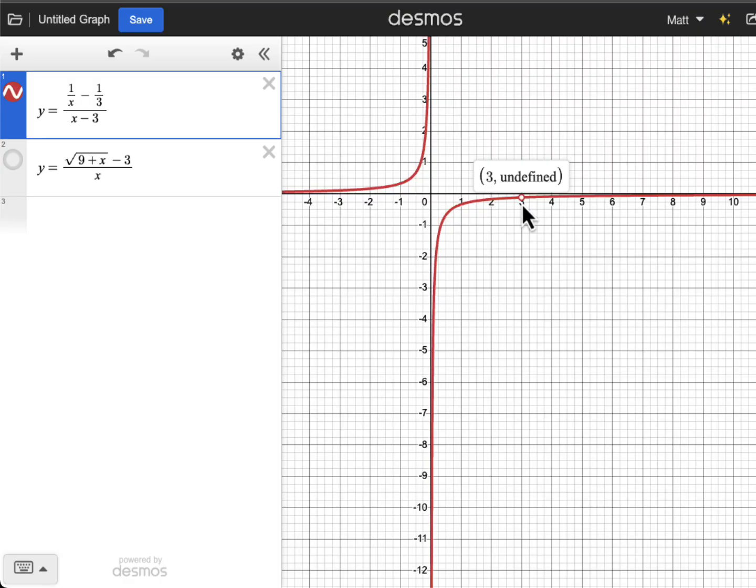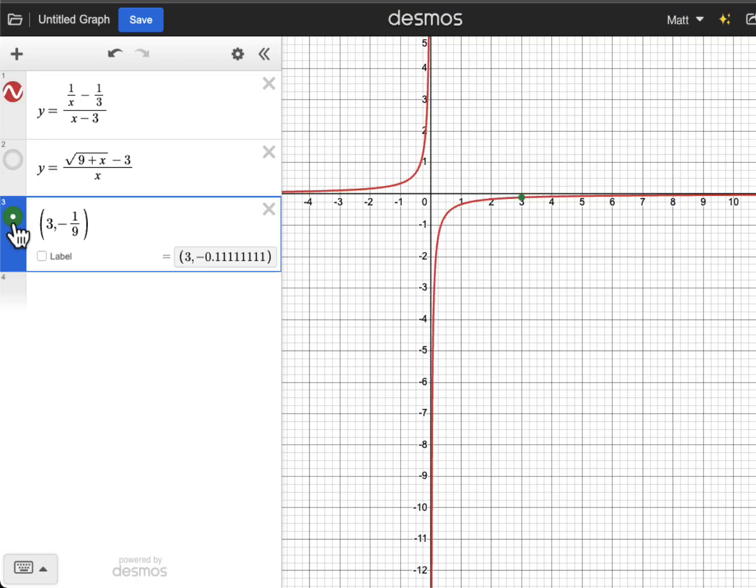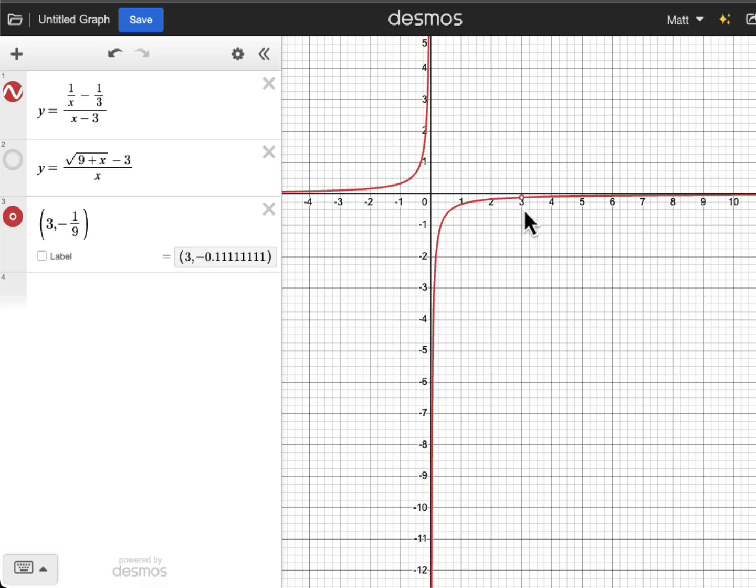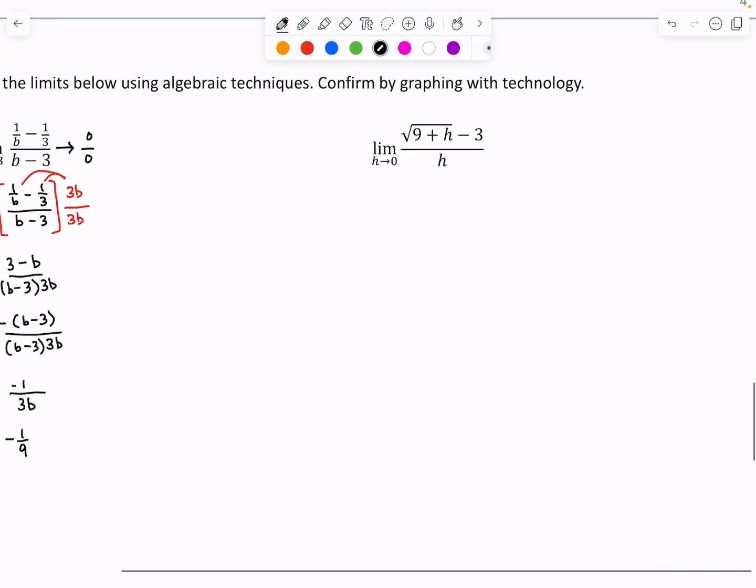Here is a graph of the function, and sure enough, at 3 we see a removable discontinuity, and we now know that that missing point would have coordinates 3, -1/9. Okay, looking at the second example, h is our input variable. As h approaches 0, the numerator approaches square root of 9, which is 3, minus 3 is 0, and the denominator h also approaches 0. So once again, we have an indeterminate form.